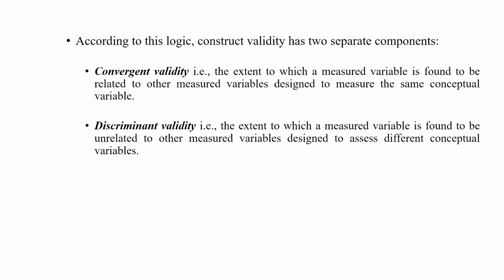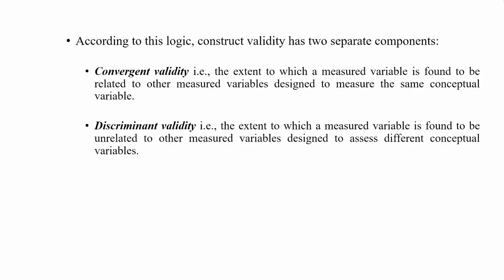According to this logic, construct validity can have two types. First is convergent validity, basically the extent to which a measured variable is found to be related to other measured variables which are designed to measure the same conceptual variable. As I said, if you have one operational definition of aggression and there are other available, then the measure will have construct validity when your measure correlates positively with the other measured variables as well. That is called convergent validity.